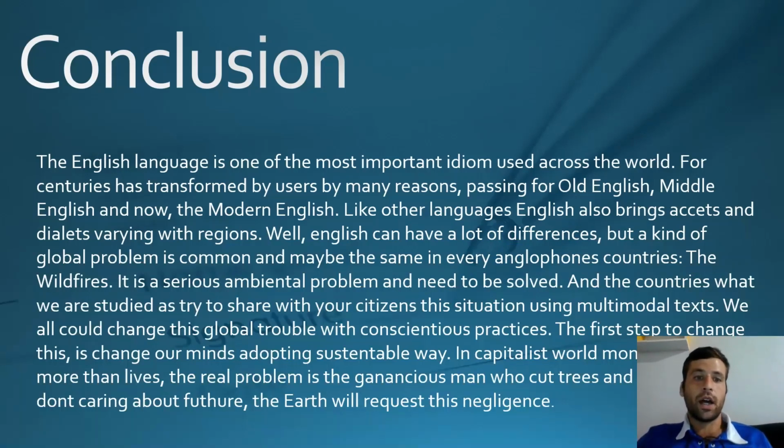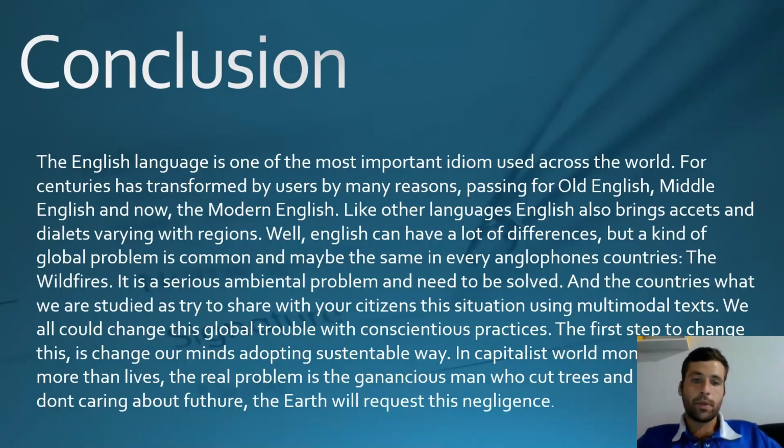And my conclusion is the English language is one of the most important idioms used across the world. For centuries it has been transformed by users for many reasons, passing through Old English, Middle, and now Modern English. Like other languages, English also brings accents and dialects varying with regions. Well, English can have a lot of differences, but a kind of global problem is common and may be the same in every Anglophone country: the wildfires.